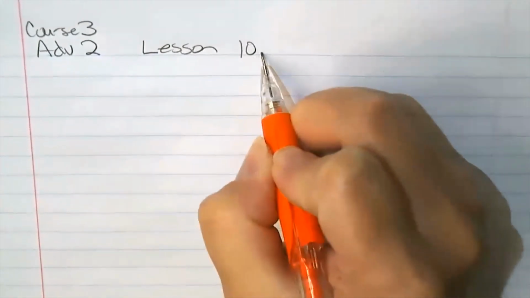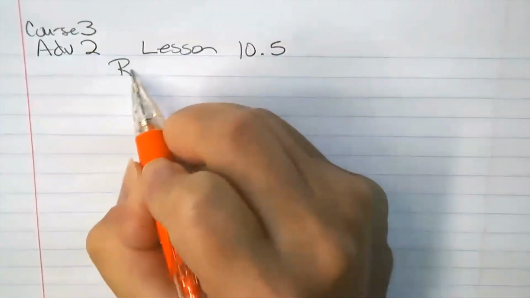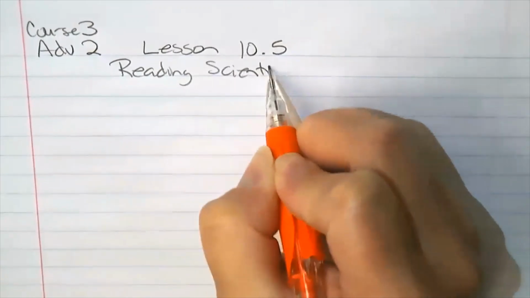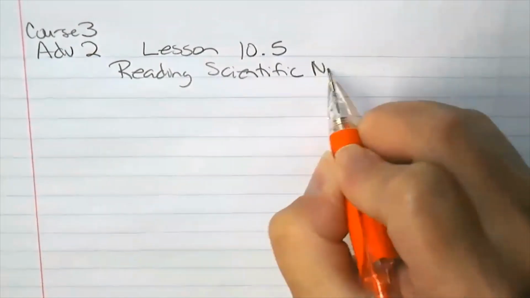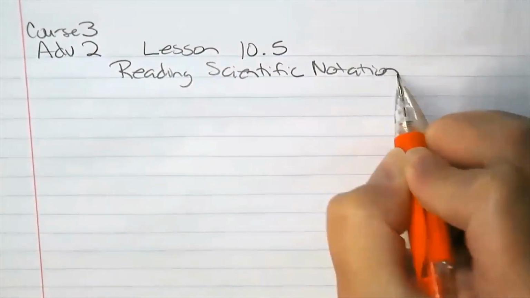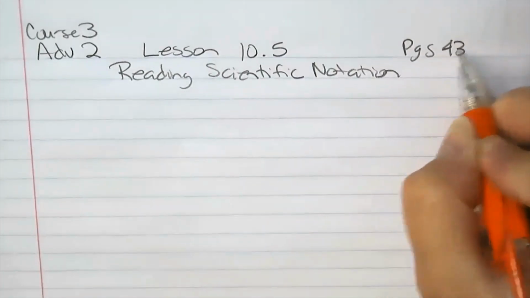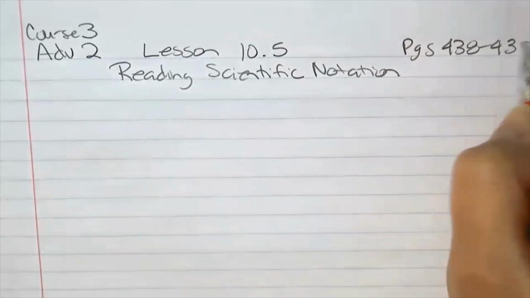Okay, if you are in 7 Excel, we are working from the Advanced 2 textbook. If you are Math 8, we're working from the Course 3 textbook. We are doing lesson 10.5, reading scientific notation, and it can be found on pages 438 and 439.